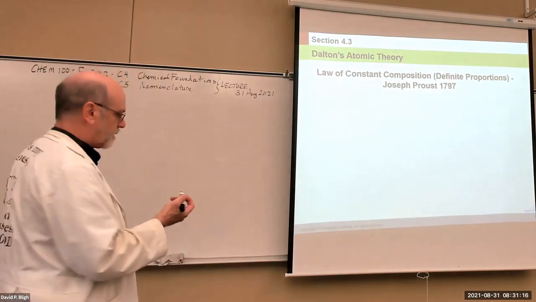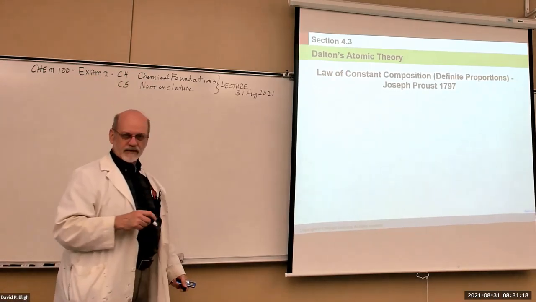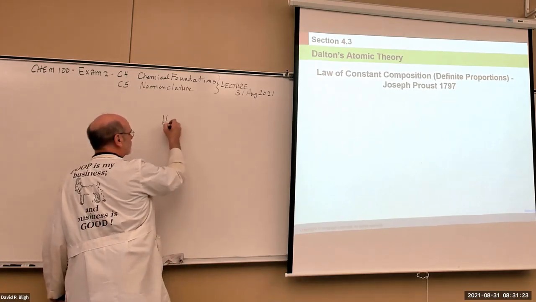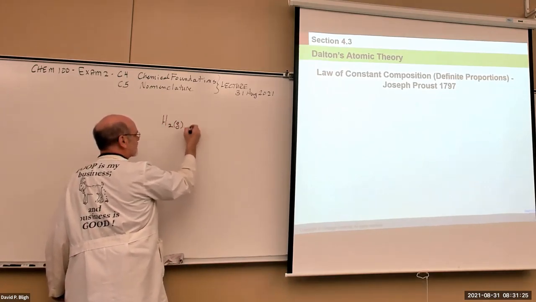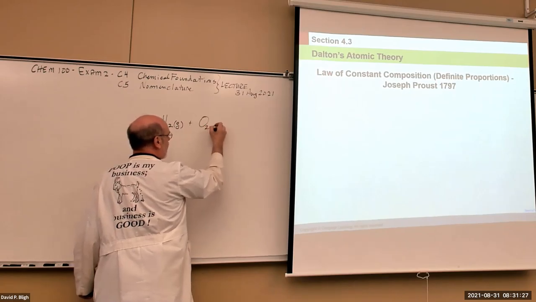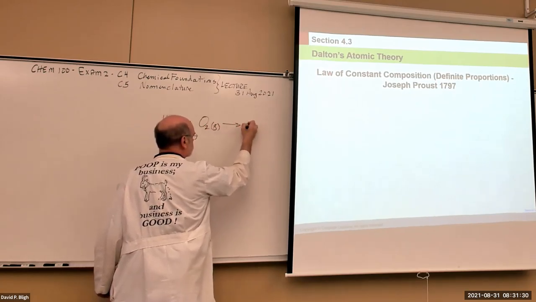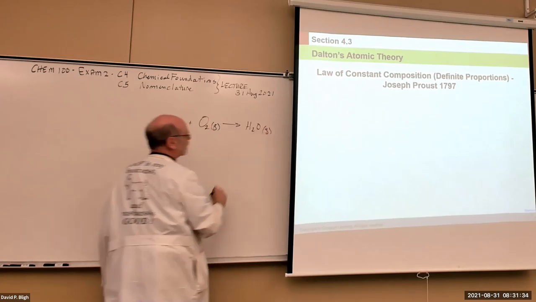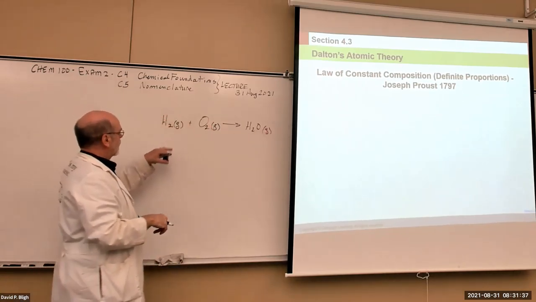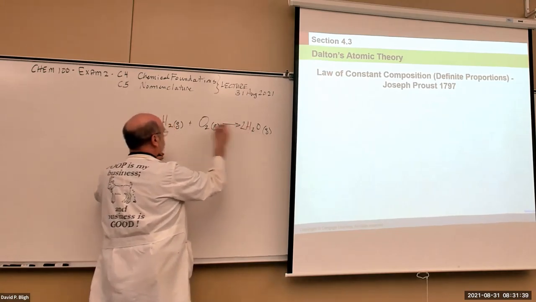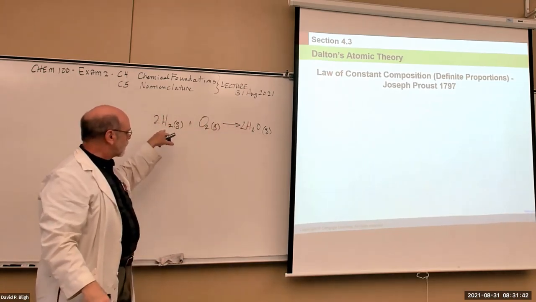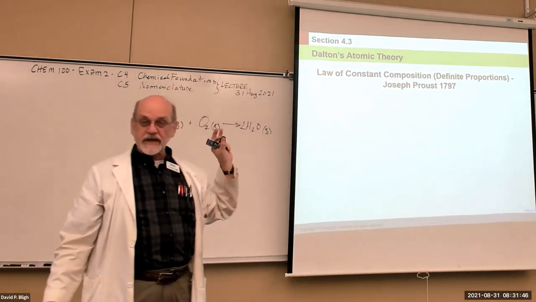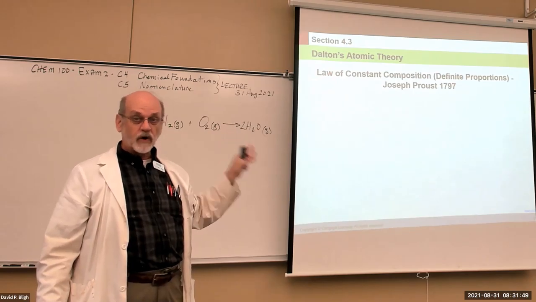So for instance, if we capture the exhaust of the space shuttle when it's going up, it takes hydrogen gas and oxygen gas and produces water. And of course, at those temperatures, that's going to be a gas too. So let me balance this. When you combine these two to get water, it doesn't matter that the water came from that source. It's water no matter what its origin.